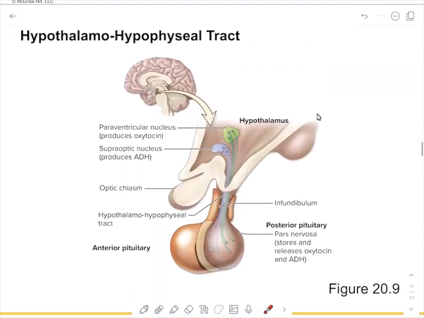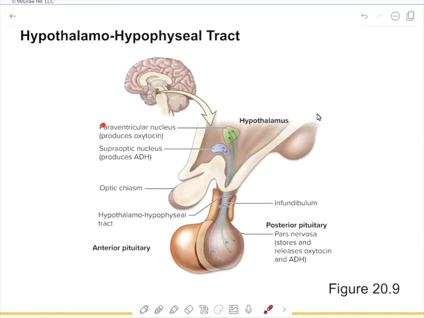This is showing the hypothalamo-hypophyseal tract, the connection between the hypothalamus and the posterior pituitary gland. As you can kind of see, this is the cell body. This is the neuron with the axon, and this is where in this case, the hormone is going to be stored, which is kind of like a neurotransmitter.